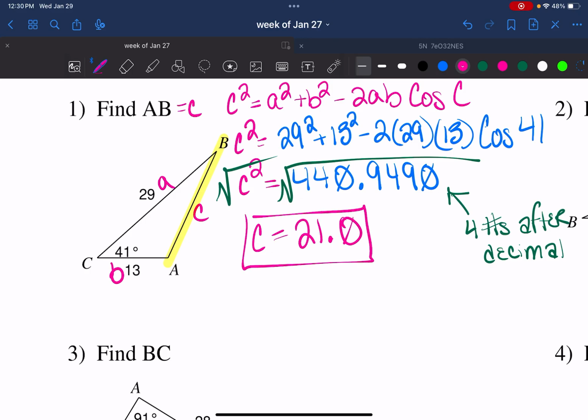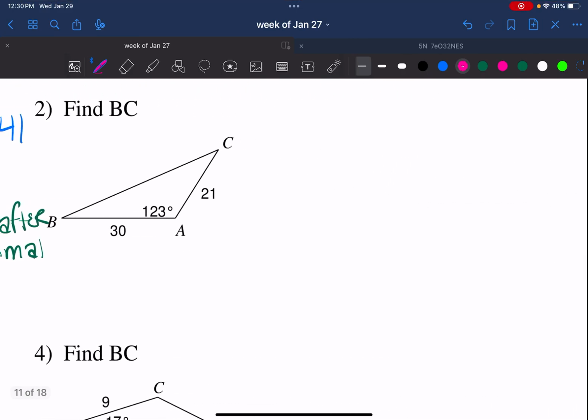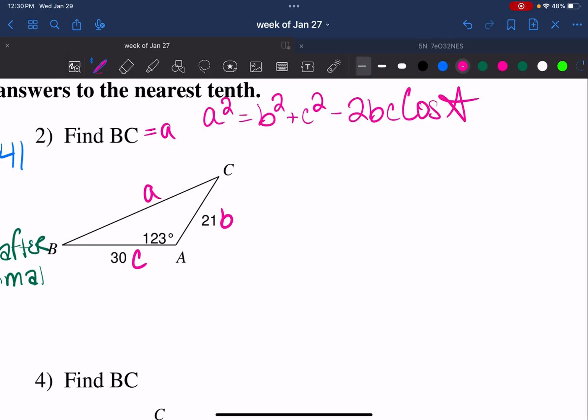I want to do one more example. So hop over here for this one. Again, label my sides A, C, and B. I am looking for A. So that means I can use A squared equals B squared plus C squared minus 2BC cosine of A. I'm going to plug in my numbers.